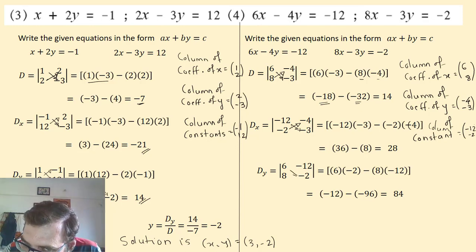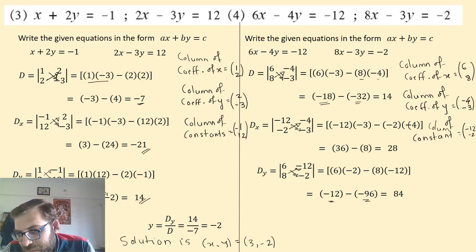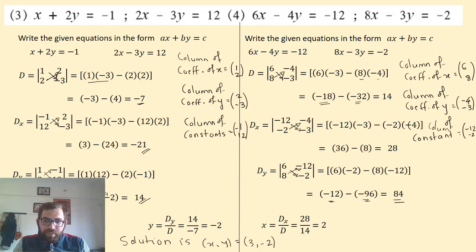This is 6 into minus 2 minus 8 into minus 12. So 6 into minus 2 will be minus 12. 8 into minus 12 will be minus 96. Minus minus will become plus, minus 12 plus 96 will be 84. Once you have D, Dx and Dy, you can find x as Dx upon D and y as Dy upon D. So x is equal to Dx upon D, 28 upon 14 is equal to 2, and y is Dy upon D, which is 84 upon 14 is equal to 6.